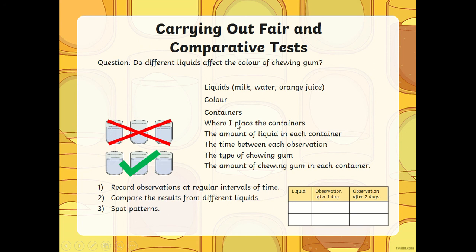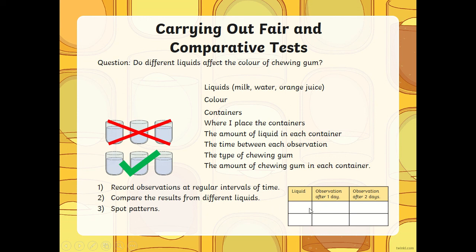Where I place the containers, the amount of liquid in each container, the time, type of chewing gum, and the amount of gum in each container. And I'm going to record at regular intervals of time, and then I'm going to compare the results from the different liquids, and I'm going to have a look for any patterns.